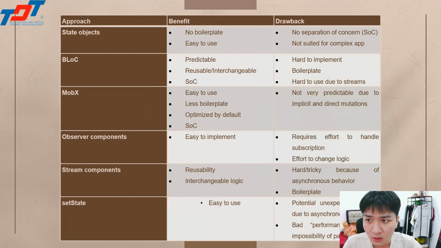So next thing we're gonna see is the pros and cons. State objects, like the benefit is no boilerplate, like easier to use. You can see all the benefits and the drawbacks, the pros and cons of BLoC, and you can see BLoC, MobX, observation, streams, permanent access state. Yeah, you can go through this to see.